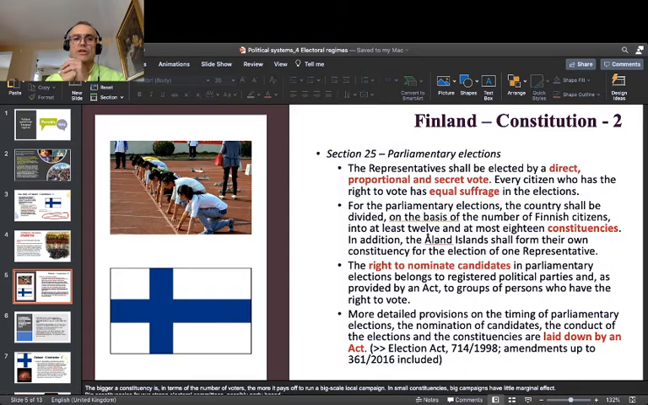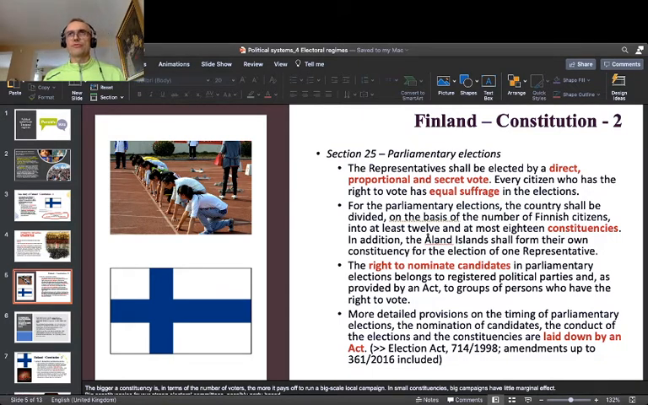So, here in the Finnish case, we have the principle of proportional representation. I discuss it in the subsequent slides. And we go further. For the parliamentary elections, the country shall be divided on the basis of the number of Finnish citizens into at least 12 and at most 18 constituencies. In addition, the Åland Islands shall form their own constituency for the election of one representative. A constituency is essentially a geographical region in the country, a geographical district.